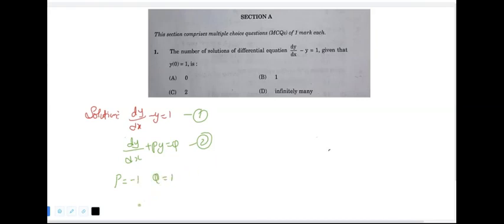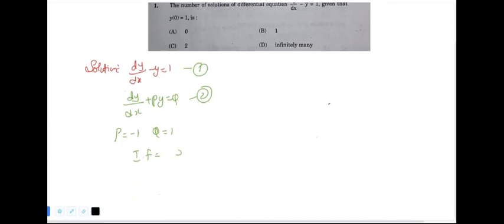Now we will be finding the integrating factor, that is IF. What is the integrating factor? It is e to the power of integral of p dx. Substitute the value of p here: e to the power of integral of minus 1 dx, which is nothing but minus x. So the integrating factor IF will be equal to e to the power of minus x.